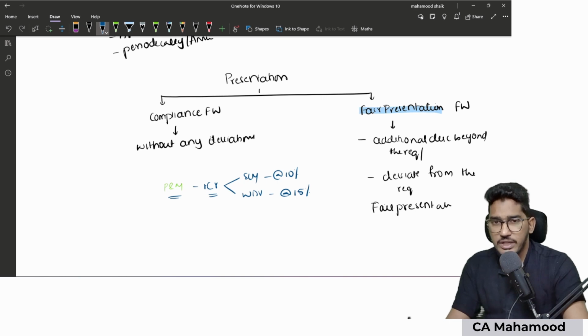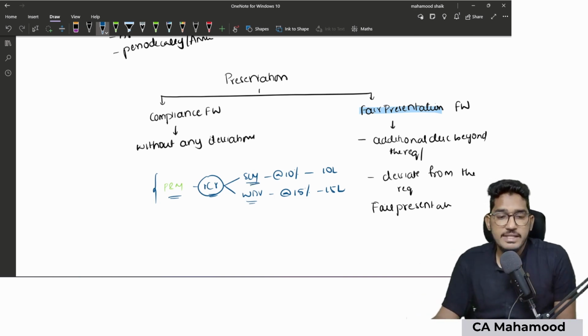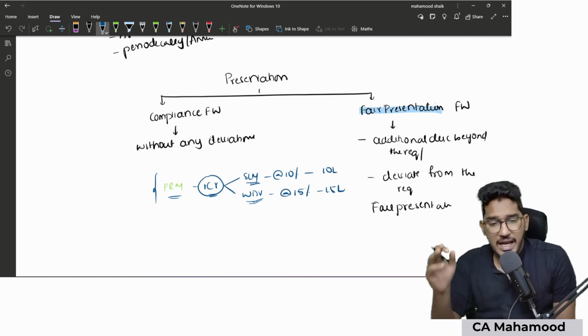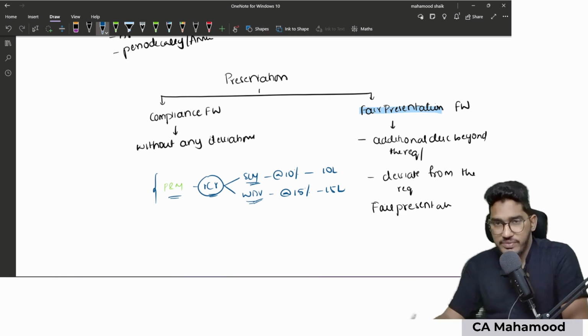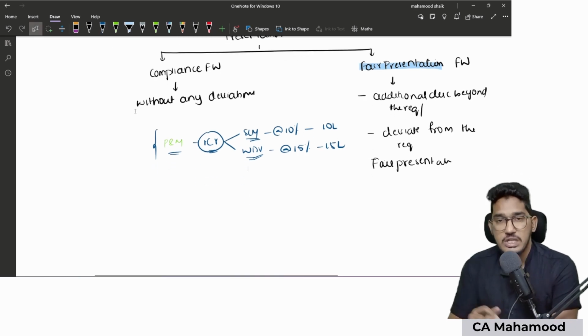So if you have to follow the requirements of the framework, if you have to follow the Companies Act, either you have to follow the SLM method or the WDV method. If you follow SLM, the depreciation will be 10 lakh rupees. If you follow the WDV method, the depreciation will be 15 lakh rupees. If it is a compliance framework, we have to follow this strictly. Either we have to follow SLM or WDV. If we are not at all permitted to deviate, and either we have to follow SLM or WDV at the rates given here, then we call it a compliance framework. Now, let me give you one extra piece of information regarding the usage of the machinery.